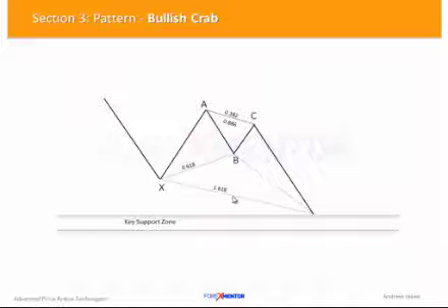Previously we looked at the 127 projection or extension of the XA swing. We're now looking at the 1618 projection or extension of the XA swing. And if you look at the AB or BC extension, we're looking at a 2618 projection or extension. We're looking at this highlighted area right here with a confluence for the 1618 and the 2618 projections or extensions matching up with our key support zone. And this is the area right here we're looking to trade with a limit order with a very tight stop loss.